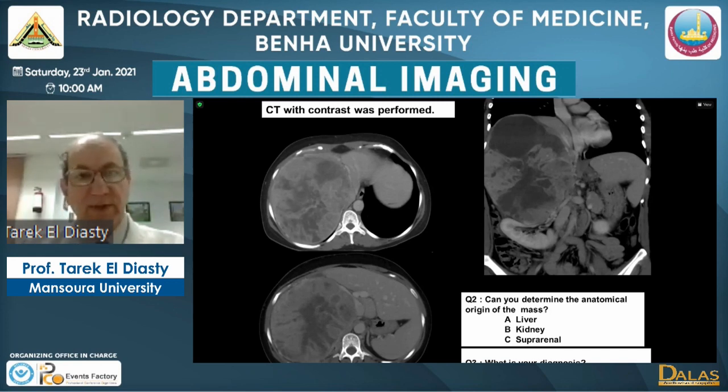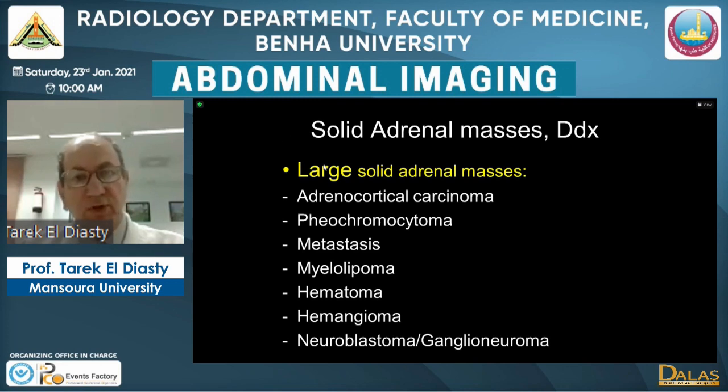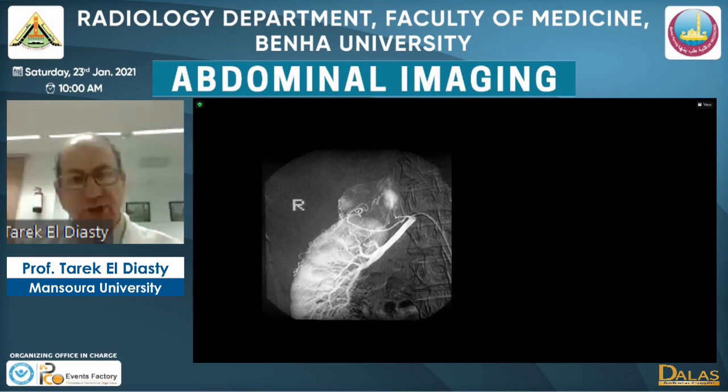Adrenal cortical carcinoma. This is the differential diagnosis of a large solid adrenal mass: adrenocortical carcinoma as in this case, and the other differential diagnoses are pheochromocytoma, metastasis, myelolipoma, hematoma, hemangioma, and neuroblastoma or ganglioneuroma. In such large masses with ill-defined origin, this is an indication for diagnostic angiography. Nowadays, there are almost two indications to have angiography, renal angiography for just diagnosis, with no intervention.